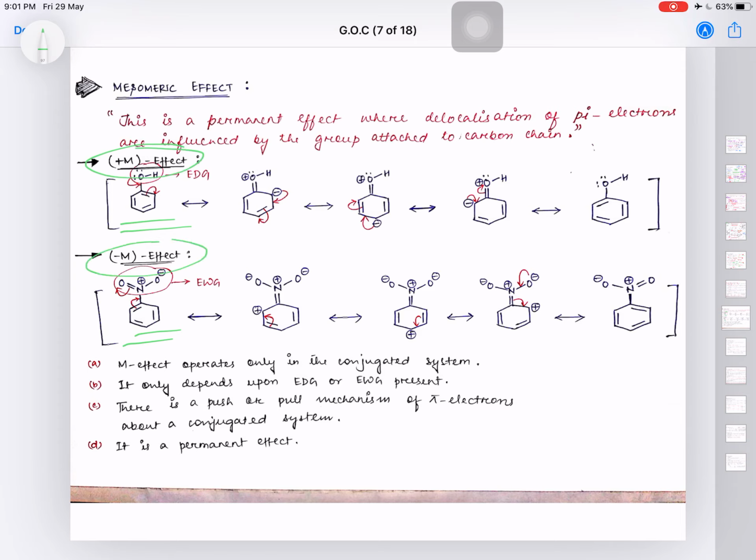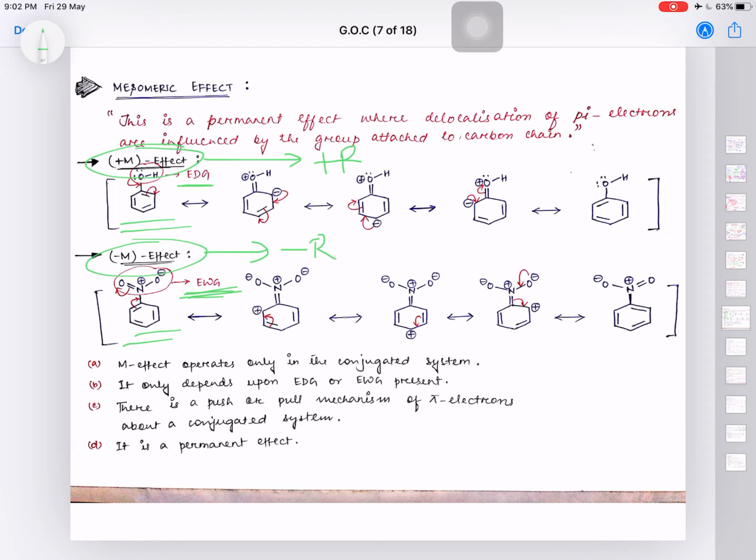Mesomeric effect is of two types: one is plus M, another is minus M. Plus M effect is possible when electron donating groups are there, and minus M effect is possible when electron withdrawing groups are there. You can correlate plus M with plus R, meaning positive resonance, and minus M with minus R, negative resonance. If you have electron donating groups, they will donate electrons to the ring, meaning arrows will move towards the ring. If you have electron withdrawing groups, they will pull electrons from the ring, so arrows will go away from the ring.